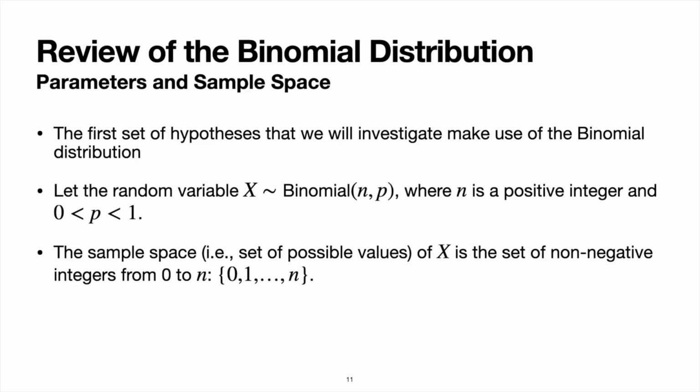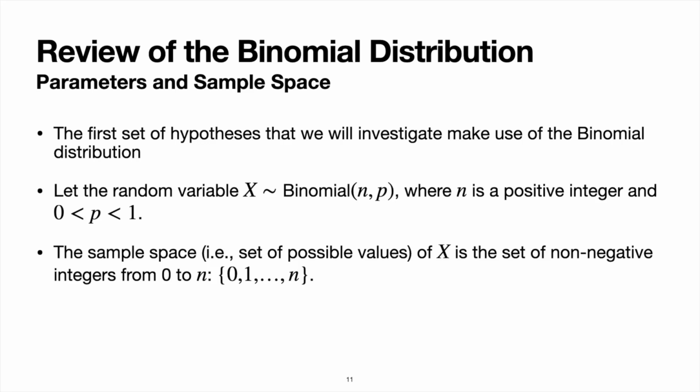So we're going to let the random variable x vary according to a binomial distribution based on n trials and success probability p, where n is a positive integer and the success probability p has to be between 0 and 1. We're going to assume that it's strictly greater than 0 and strictly less than 1. The sample space for this distribution is the set of non-negative integers ranging from 0 to n, so 0, 1, 2, and so forth up to n.